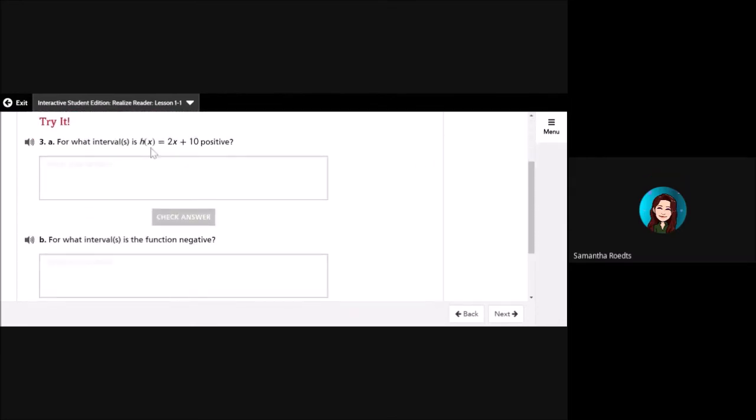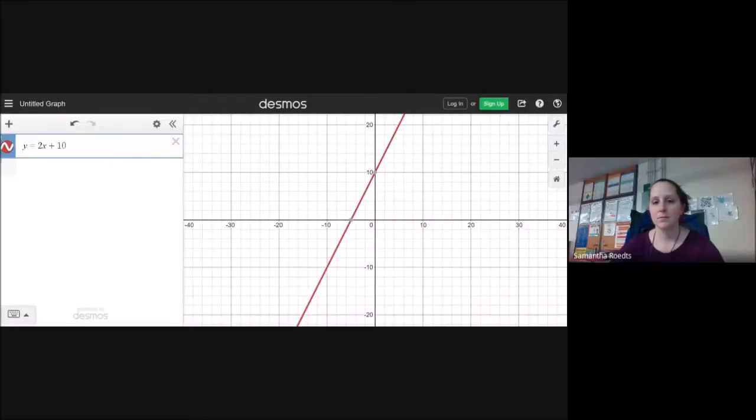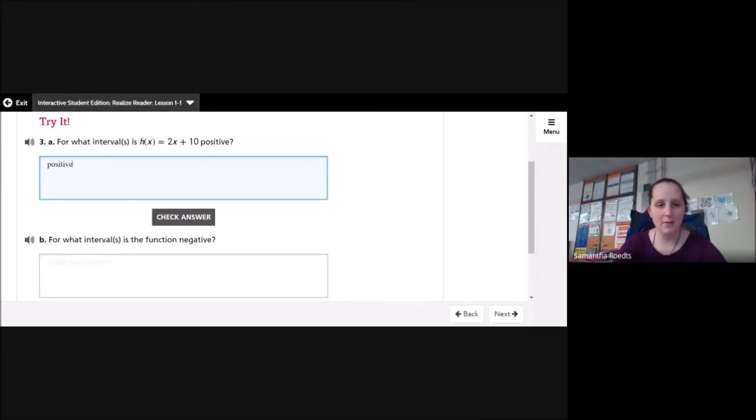So for what intervals is h of x equal 2x plus 10 positive? You can see that this is a linear line. Basically it's just a straight line. There's no parabola. I can see that here is my x-intercept. This is neither positive nor negative. Anything above the x-axis is positive, and anything below the x-axis is negative. So that means positive is between negative 5 and infinity, and negative is from negative infinity to negative 5.